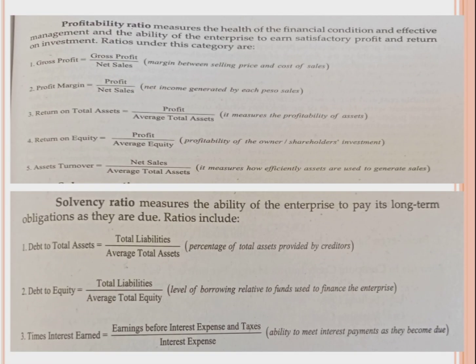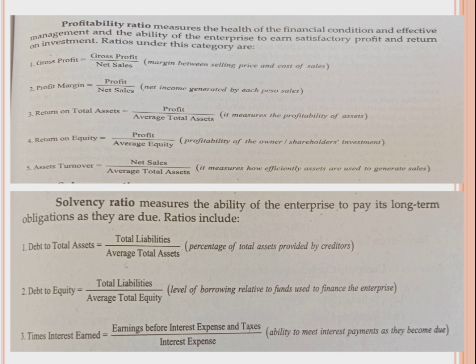Next, profitability ratio measures the health of the financial condition and effective management and the ability of the enterprise to earn satisfactory profit and return on investment. Ratios under this category are: number 1, gross profit equals gross profit divided by net sales, the margin between selling price and cost of sales. Number 2, profit margin.